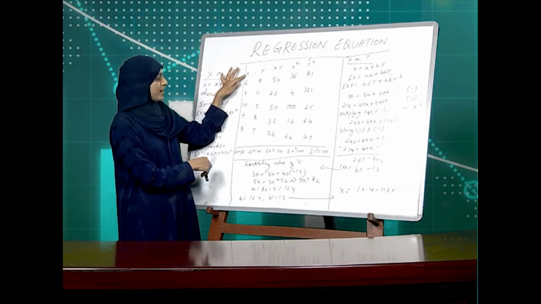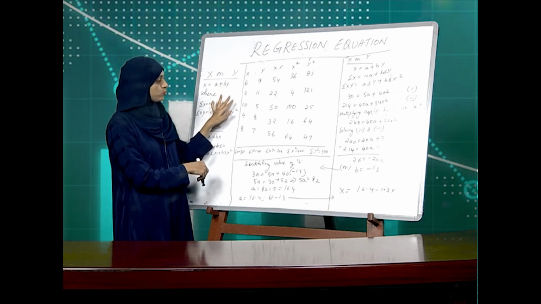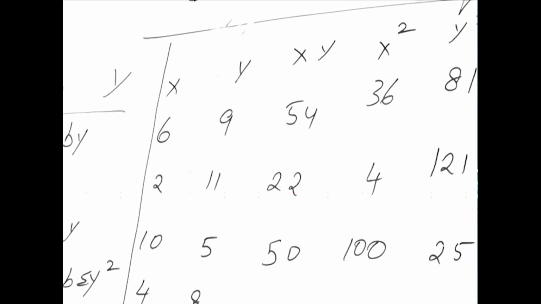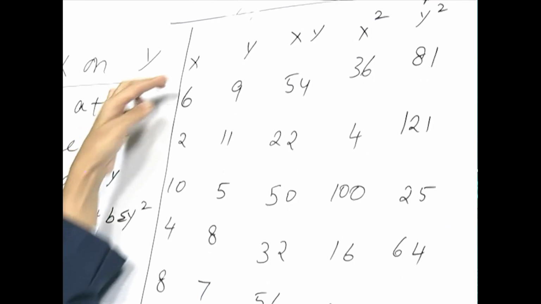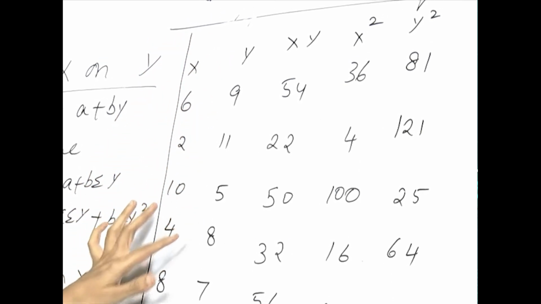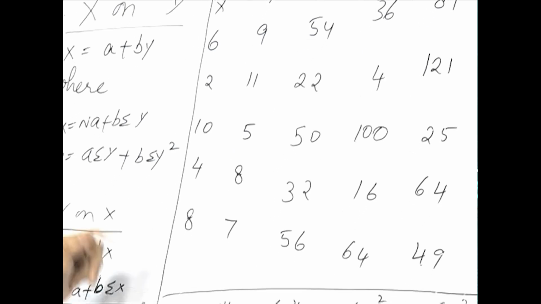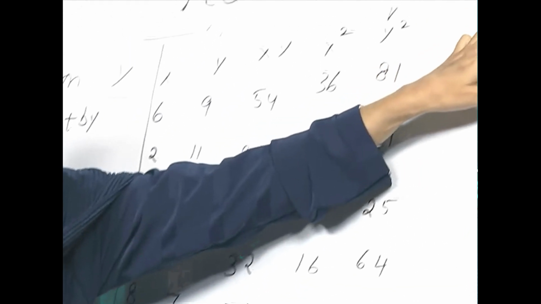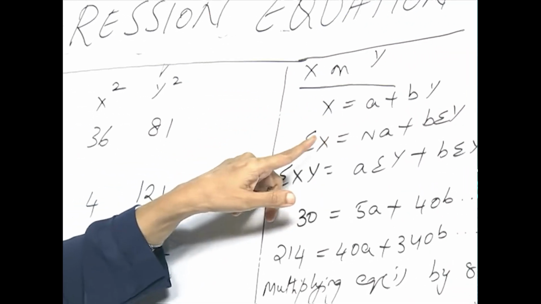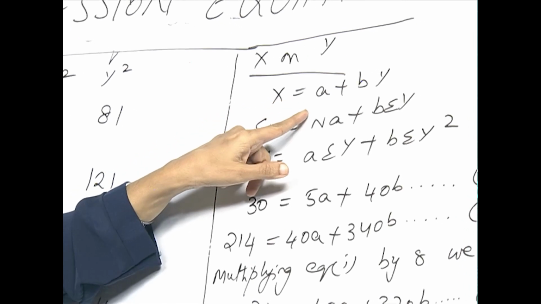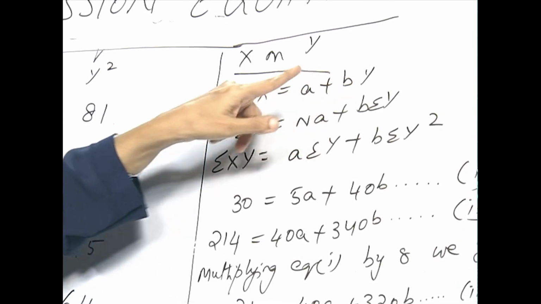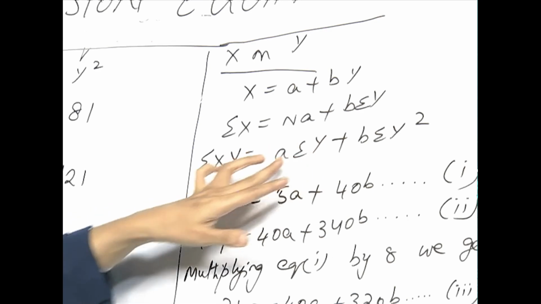Let us assume the values of x as 6, 2, 10, 4 and 8. You can take this as demand or price, and y as 9, 11, 5, 8 and 7. First, we will try to find out the regression equation x on y. So, when we are saying x on y, we are saying x is equal to a plus by. Here, we need to find out all these values.